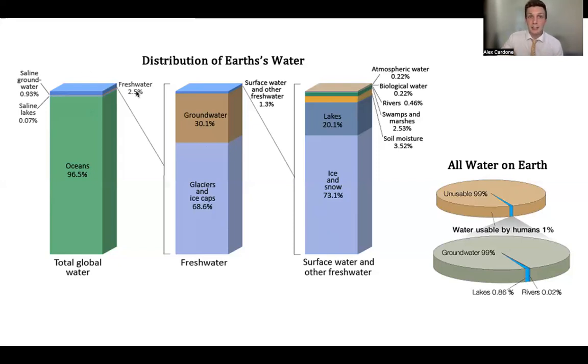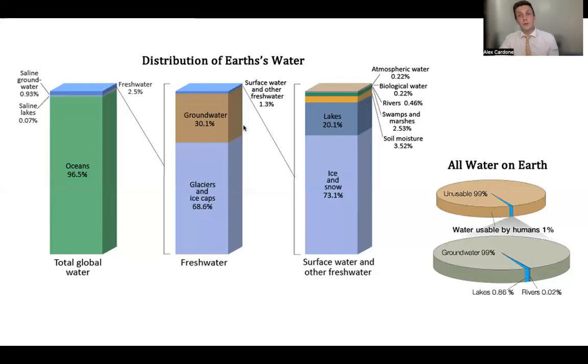It then takes that 2.5% and splits it up even more. This next 100% diagram just looks at fresh water. How much of fresh water is what? We can see that 68, almost 70% is captured in glaciers and ice caps, whereas 30% can be found underneath the ground in groundwater. And then 1.3%, that's your surface water and other fresh water that could be present on land.